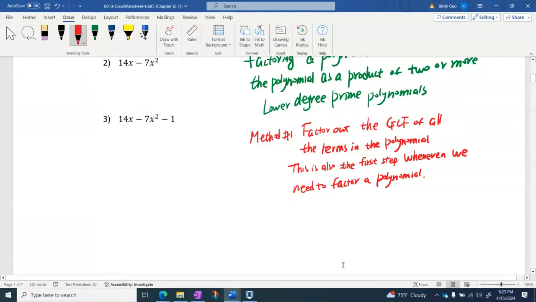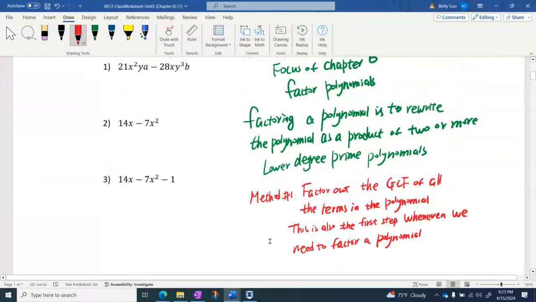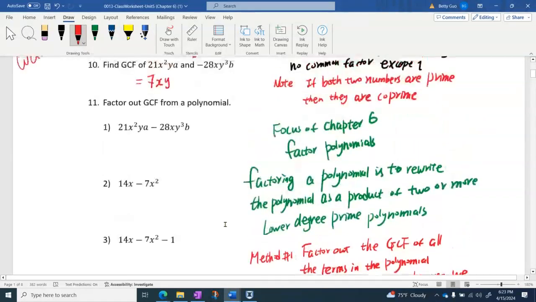Okay, let's write this down. Today, the first method we learn to factor a polynomial is to observe the polynomial and identify the GCF of all the terms and then factor out the GCF. And knowing this is also the first step whenever we need to factor a polynomial. So we always have to start from that. All right, let's look at the first question.